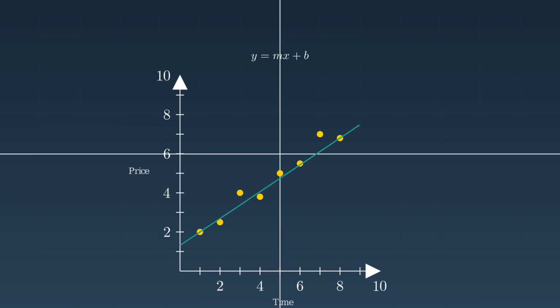The least squares method finds a line that minimizes the sum of squared differences between the data points and the line. These squared differences represent the errors between our actual data points and the values predicted by our regression line. The regression line is calculated by minimizing this sum of squared differences. Mathematically, we find values of m and b that minimize this formula.